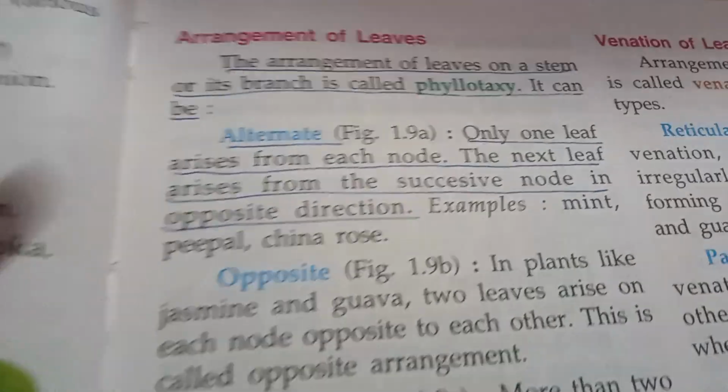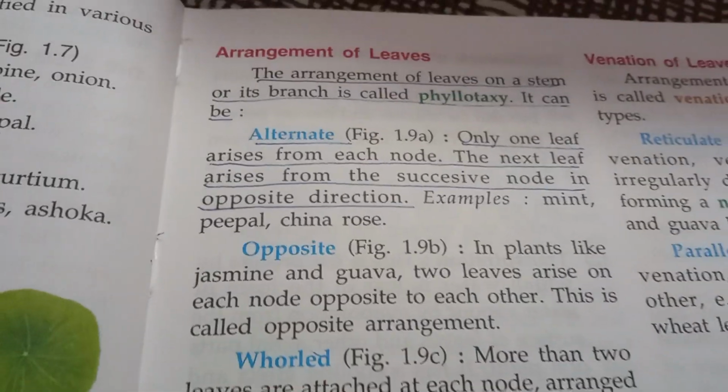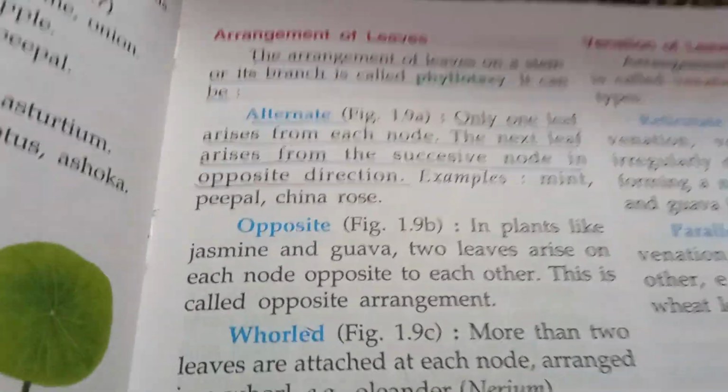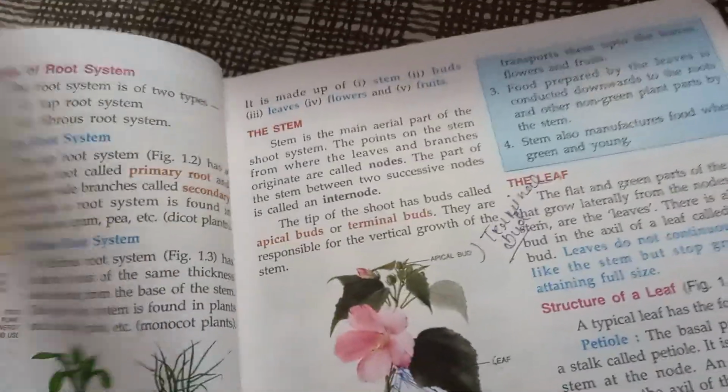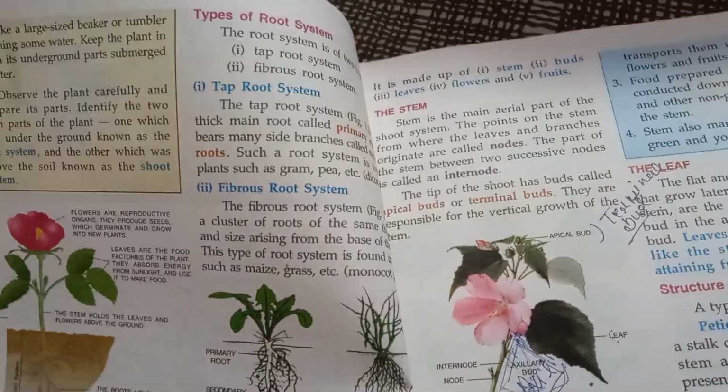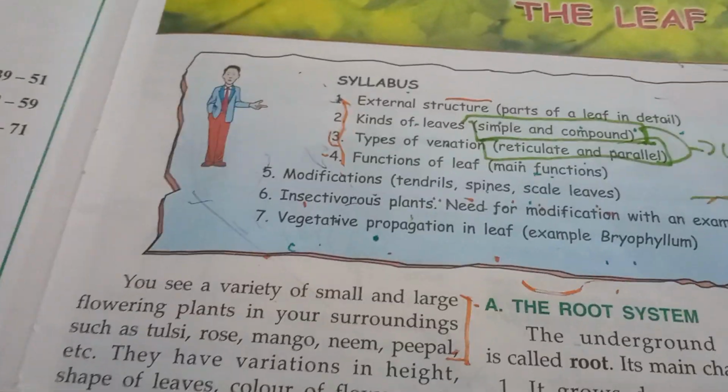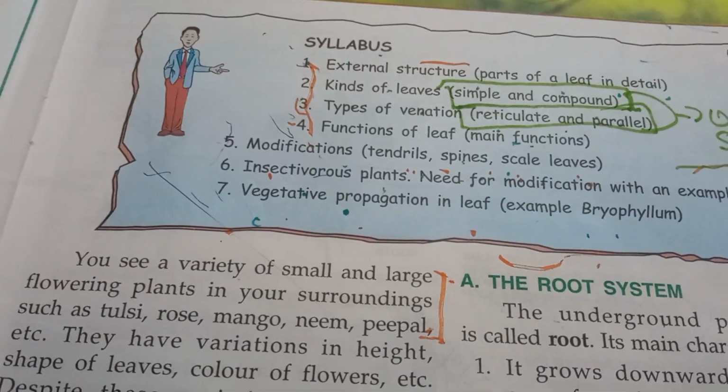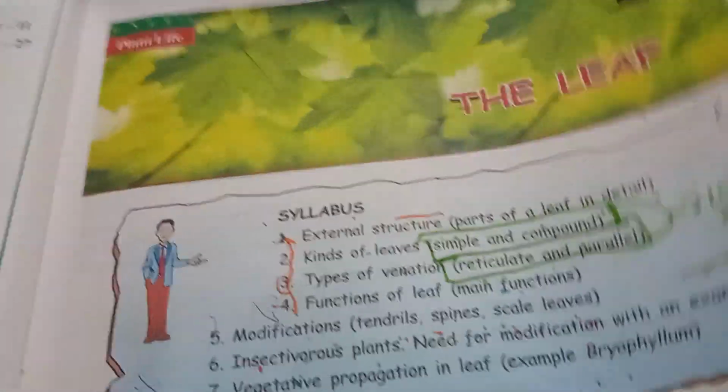Okay, and then there's the arrangement of leaves. Arrangement of leaves is of three types. So let's check the syllabus if we have completed some part of it. Kinds of leaf, simple and compound, completed. Then we have venation. Then there are the main functions of the leaf.